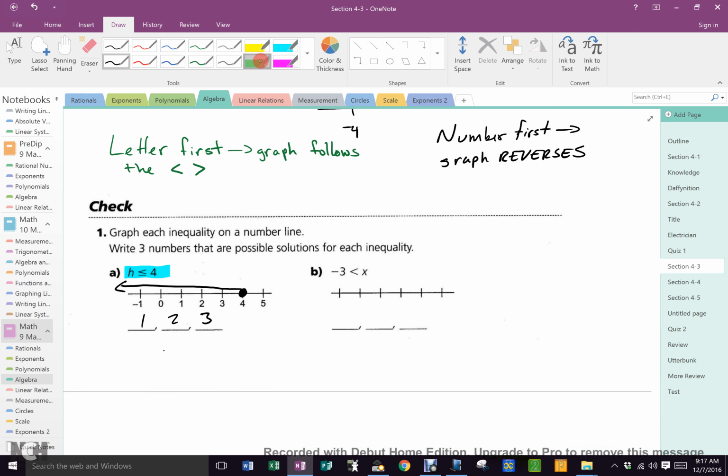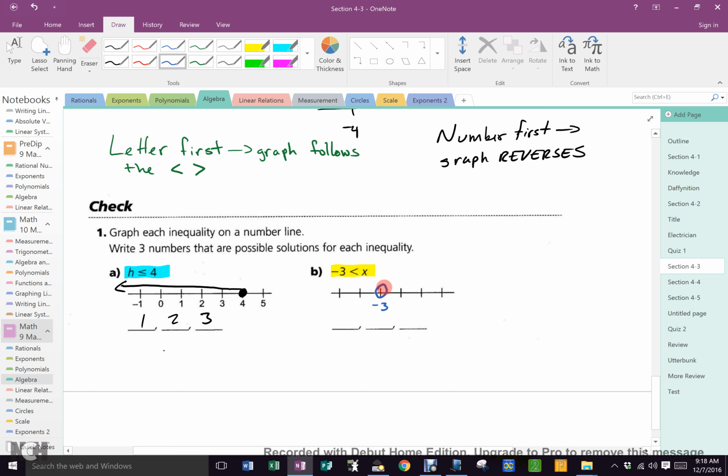Now let's look at our next one. What's the only number on this line that matters? Negative 3. But this line isn't labeled. Who labels the graph? You do. Does it matter where you put the negative 3? Nope. So I'm going to put my negative 3 right there, almost in the middle. I got to put a dot at negative 3, don't I? What kind of dot? Open or closed? Open dot, because it's greater than negative 3. Which way does the arrow go?